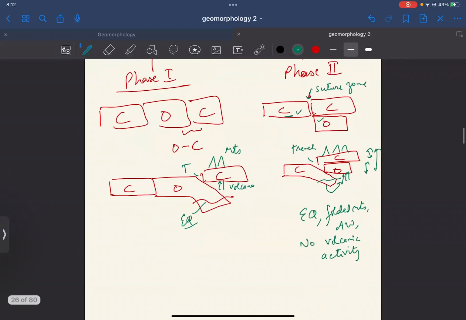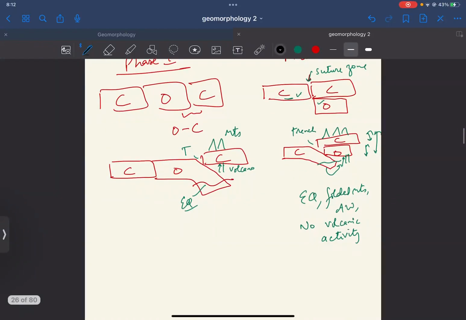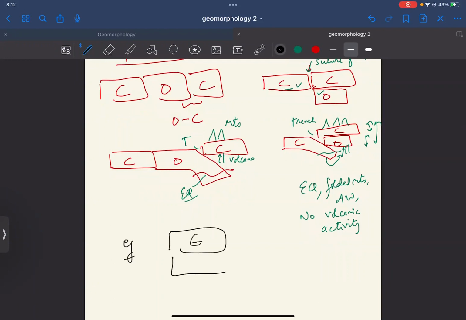So if we look at the best example of these, in the first phase we find the Eurasian plate, the oceanic plate is the Mediterranean plate, and the African plate.